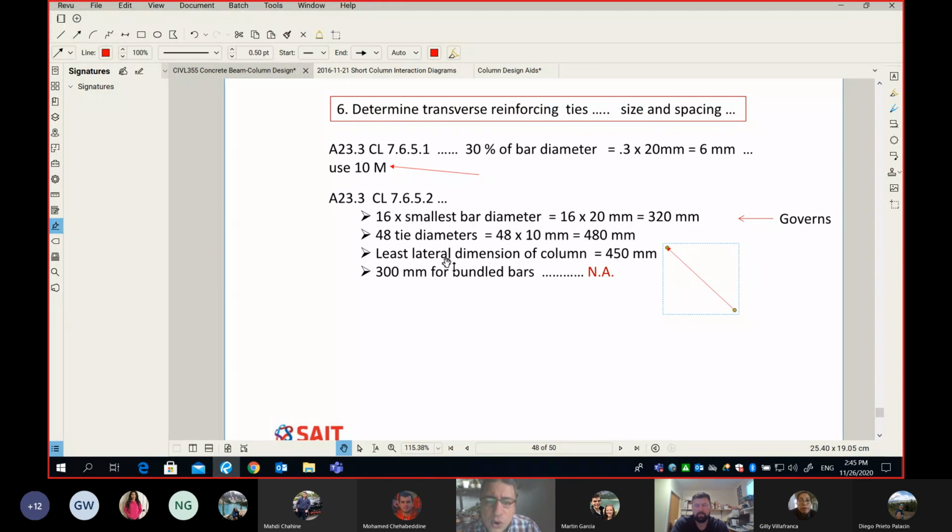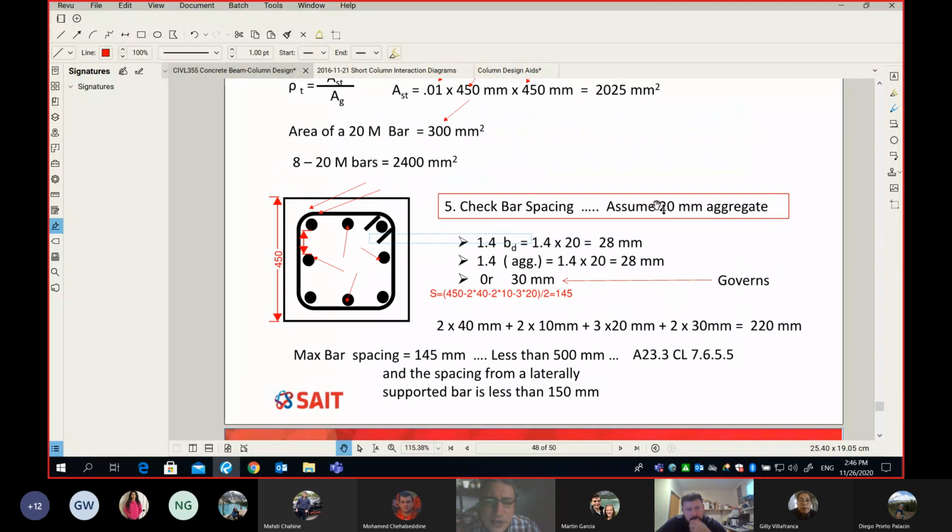We have to estimate 4 numbers. Number one is 16 times the smallest bar diameter, which is 20 mm, so that's 320. 48 times the tie diameter, which is 480. And then the least lateral column dimension, which is 450. The last one is not applicable because we don't have bundled bars. So we have 320, 480, and 450. The 320 governs, which means I'm going to place ties with this shape at a spacing of 320.